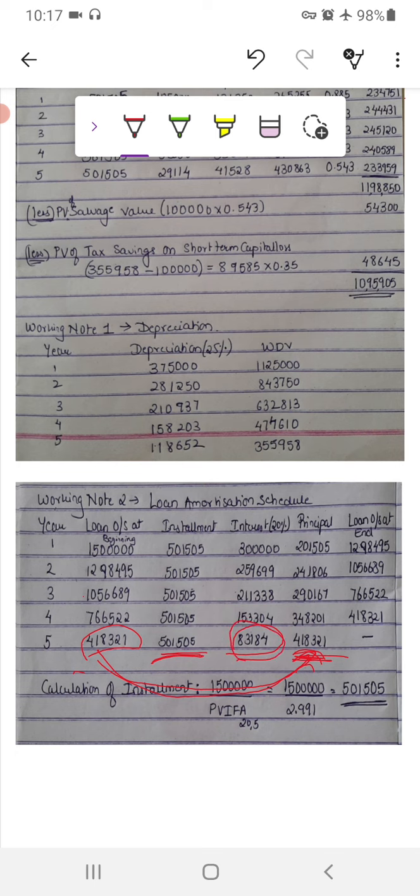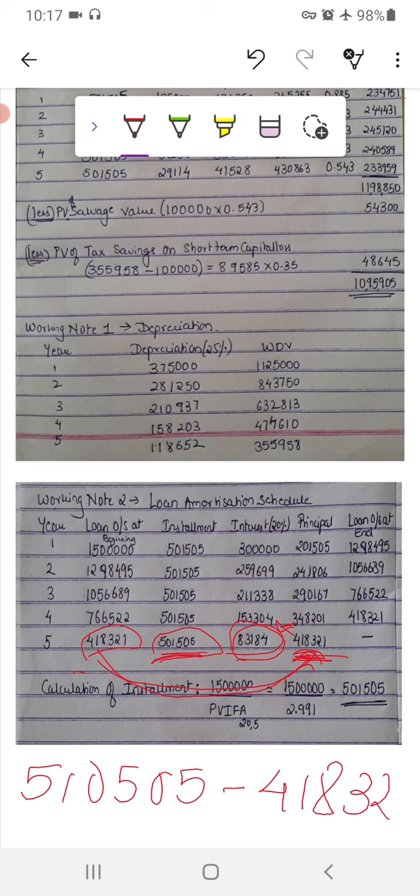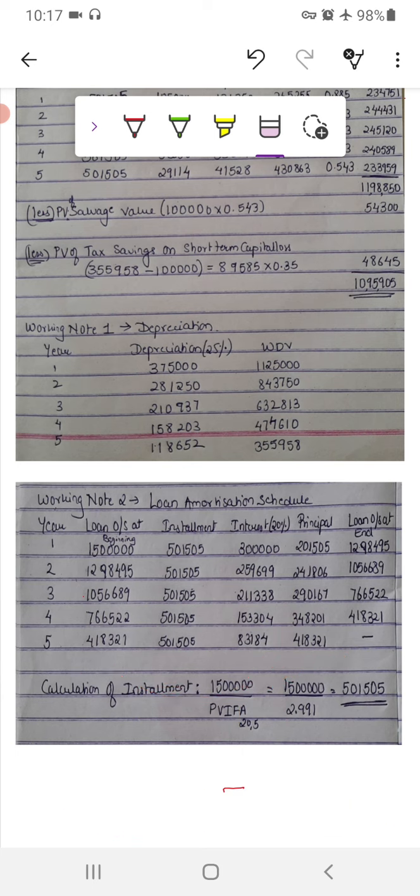So interest is the balancing figure, that is 5,01,505 minus 4,18,321. Okay, this will give you the interest for the last year. This calculation you have to do only for the last year. These calculations are not for all the years.